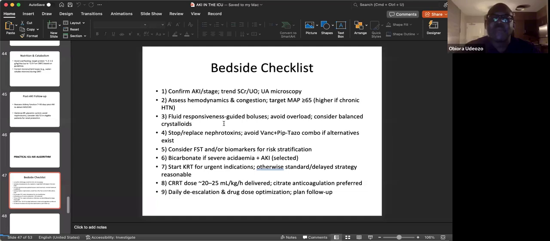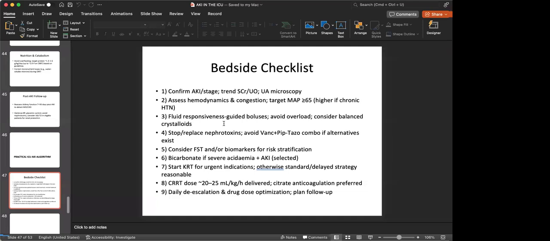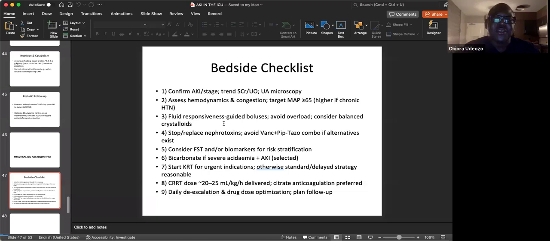In summary, confirm AKI stage, trend the serum creatinine, urine output, do UA microscopy, assess your hemodynamics and congestion. Target MAP to 65, see if they're fluid responsive, avoid volume overload, consider balanced crystalloids, avoid all nephrotoxics if you can. Also consider the furosemide stress test if they are candidates.